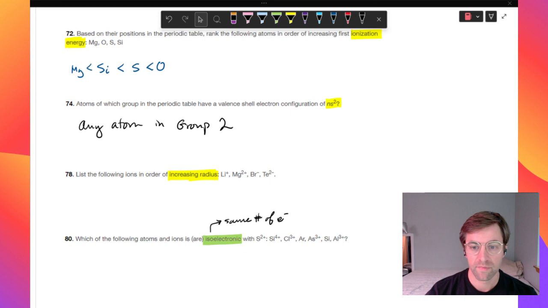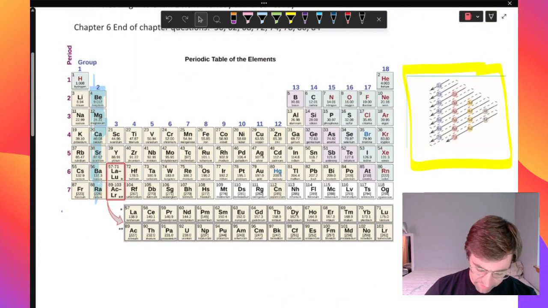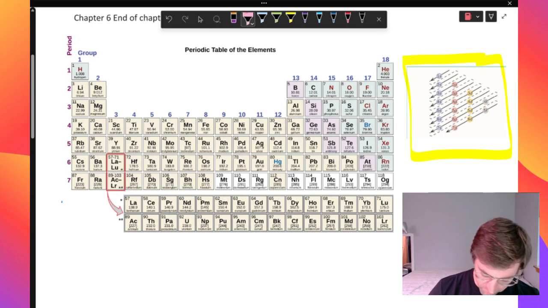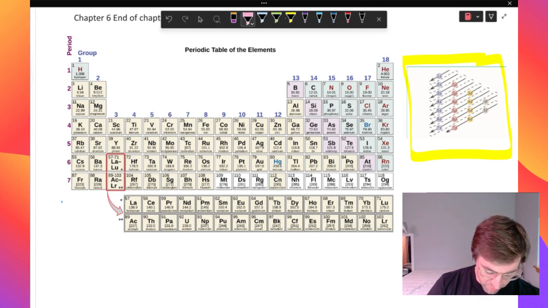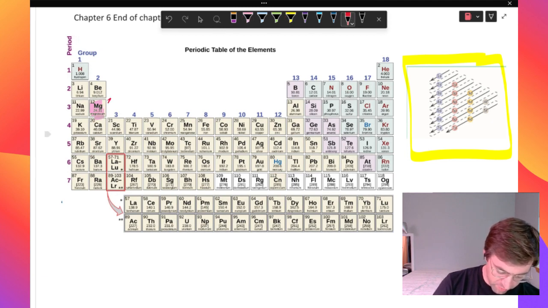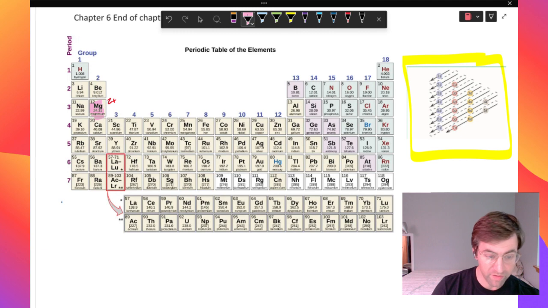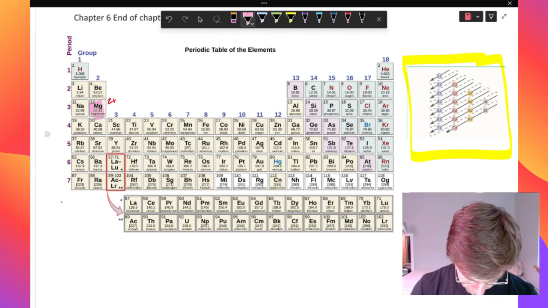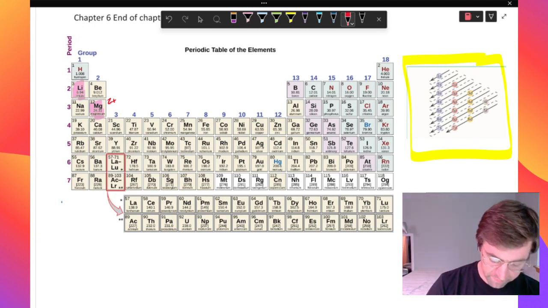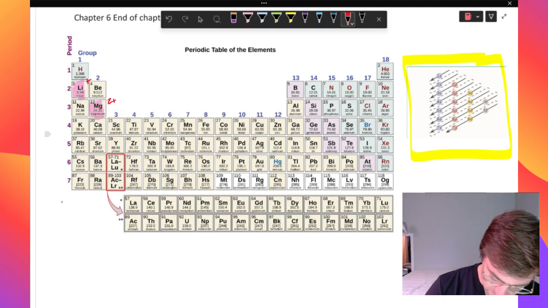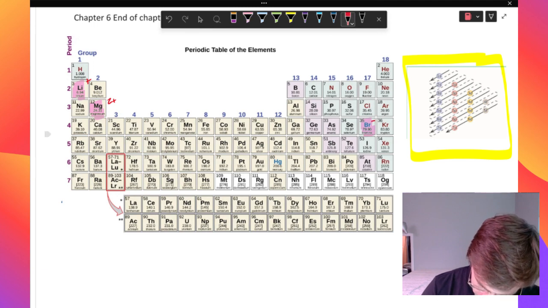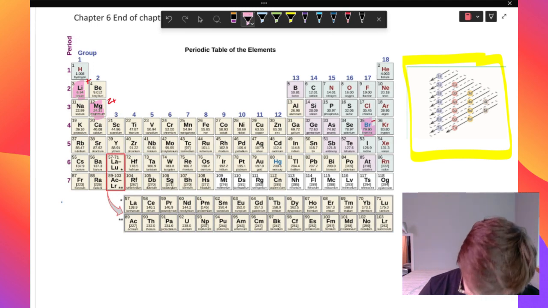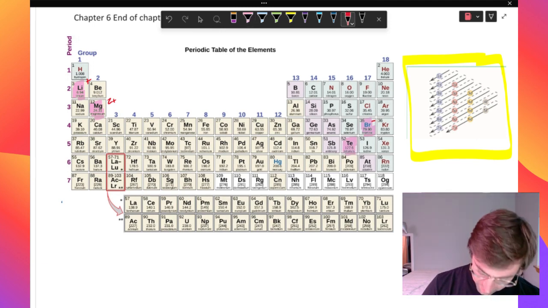So back to our periodic table. We're going to stick with red because that was working well. We've got magnesium, and it's a 2 plus. We've got lithium. Lithium, where are you? Right next to it with a plus charge. We've got bromine with a negative charge. And we have tellurium with a 2 negative charge.